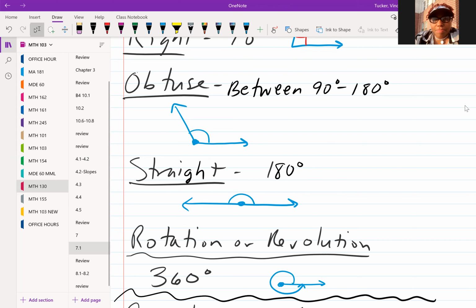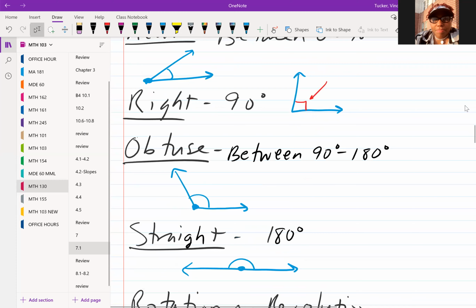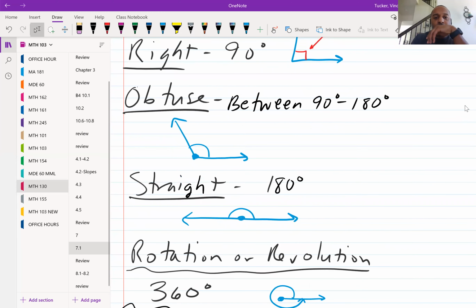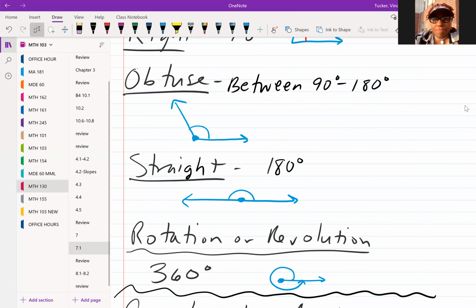Professor, with the obtuse angle, the little point there is the vertex of that as well? Yes, with the obtuse one, that would be the vertex. The point where it meets. Okay, I got that.